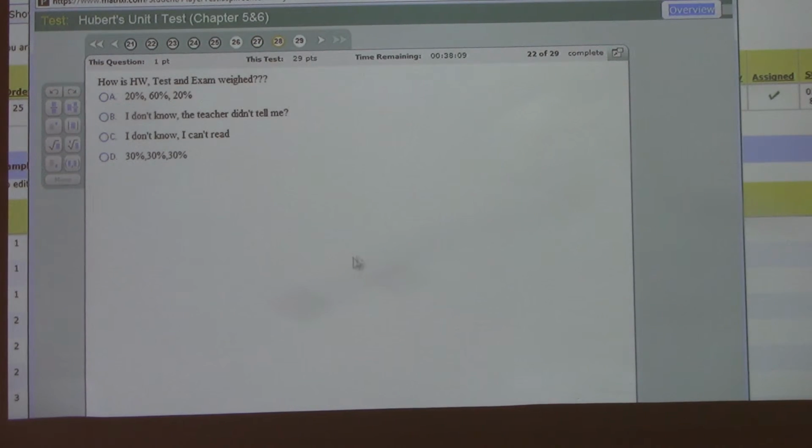How are homework, test, and exam weighted? A. This is the one that's missed the most. People pick 30, 30, 30. Why is 30, 30, 30 not correct? It adds up to 90%.